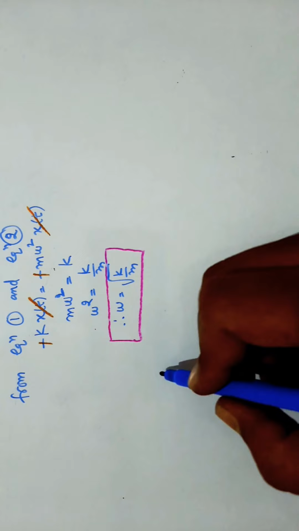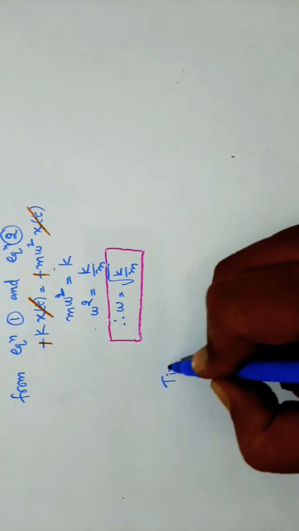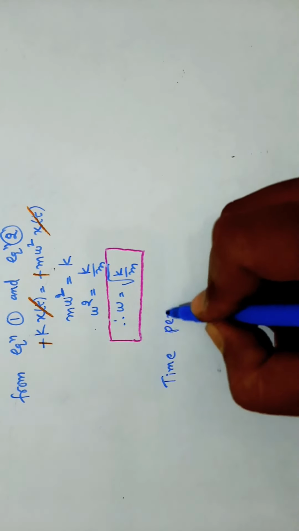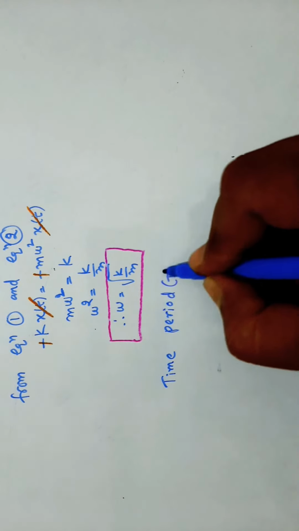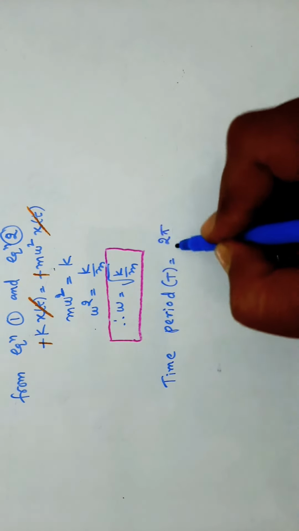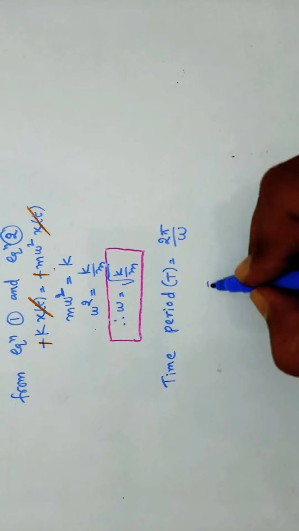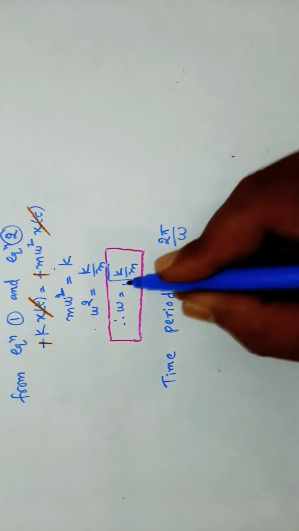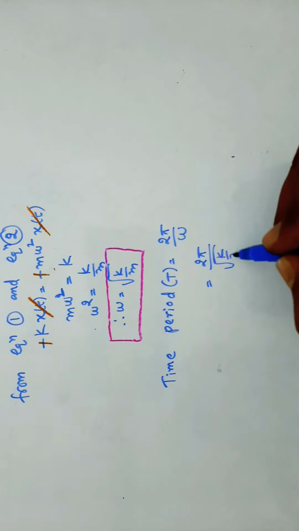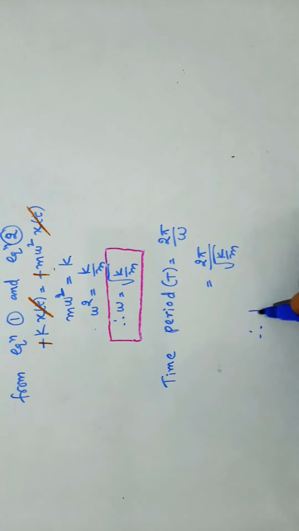Here, what is the time period of the block? The time period T is equal to 2 pi by omega. So that is equal to 2 pi by, where omega is equal to under root of k by m. So therefore T is equal to 2 pi under root of m by k. So the time period of the block is T equals 2 pi under root of m by k.